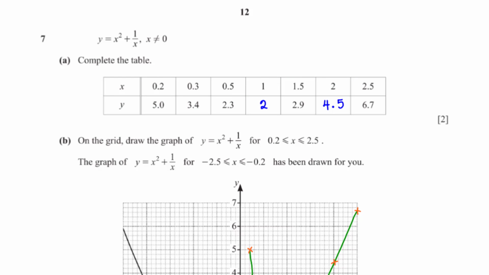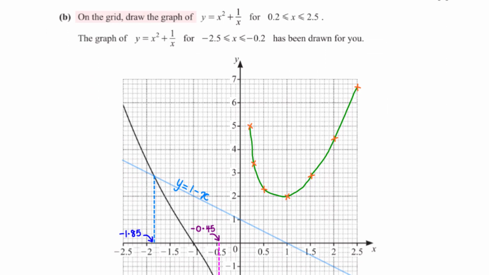Y equals x squared plus 1 over x, where x can never be equal to 0. Complete the table. When we substitute x equals 1 into the equation, we get y equals 2. And for x equals 2, we get y equals 4.5. On the grid, draw the graph of y equals x squared plus 1 over x for x greater than or equal to 0.2 and less than or equal to 2.5.